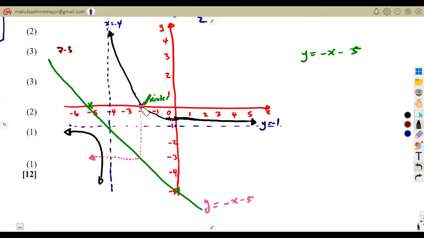You move to the mirror line this way. How many units to the mirror line? 1, 2, 3. We are at the mirror line there at minus 5. So we have moved 3 units. 1, 2, 3. We must also move 3 units going down. So it's going to be minus 1, minus 2, minus 3. So the point will correspond at minus 3.